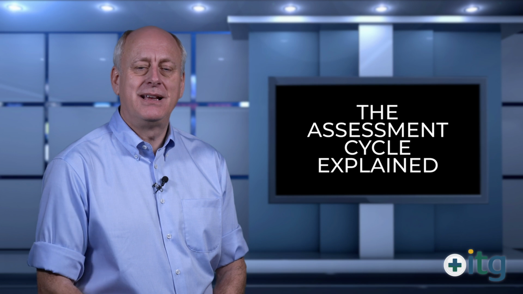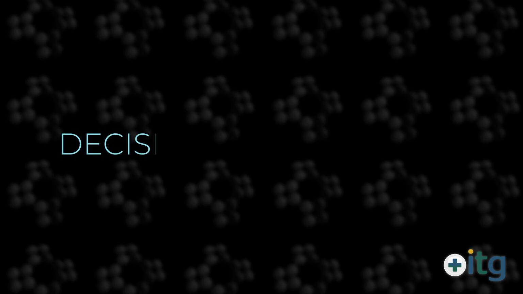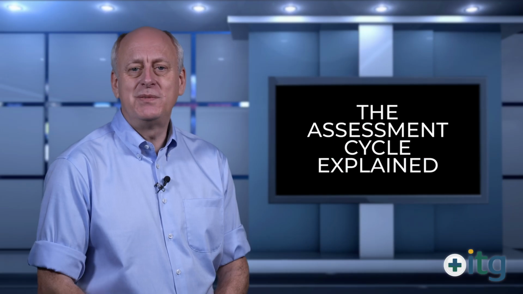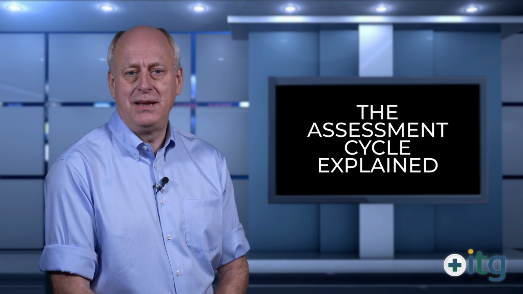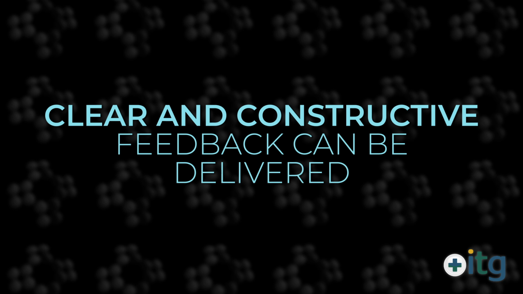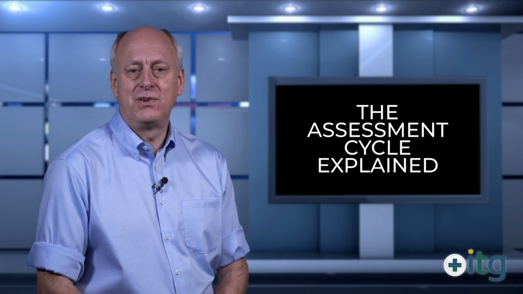Once evidence has been collected, you move to decision and feedback. Here, you assess the evidence against the criteria and make a professional judgment about competence. Decisions must be based on evidence only. You can then provide clear, constructive feedback, explain what has been achieved, what still needs work, and the next steps. Feedback should always be recorded to maintain a clear audit trail.